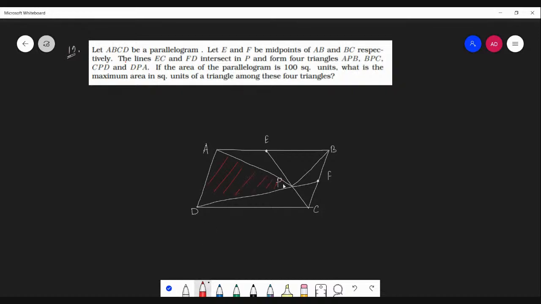This one, this one, this one, and finally this one. We are interested in the fourth triangle. And it says the area of the parallelogram is 100 square units. What is the maximum area in square units of a triangle among these four triangles?